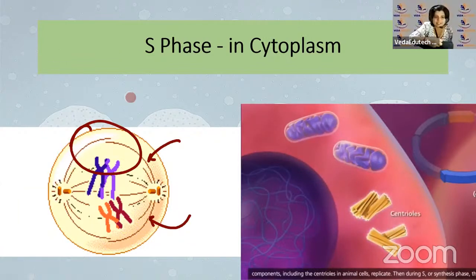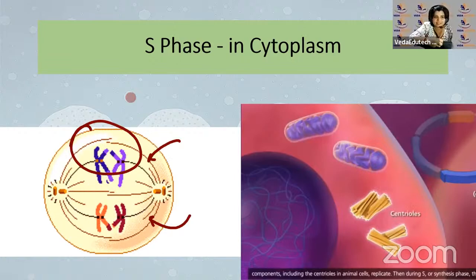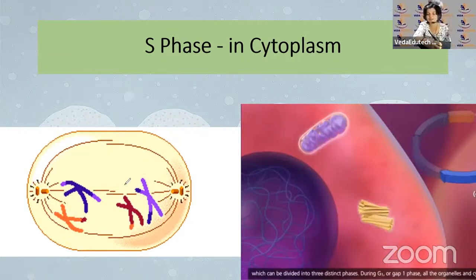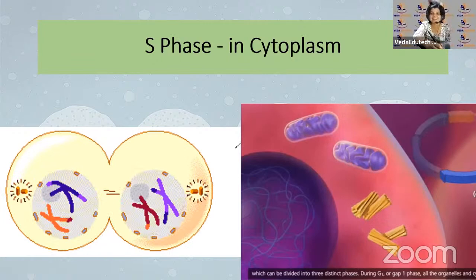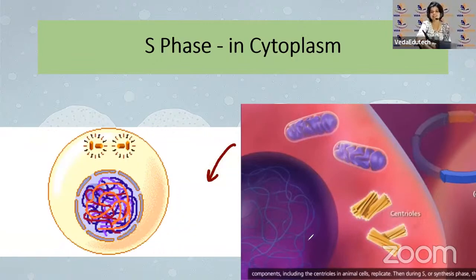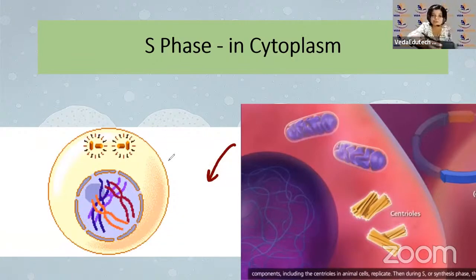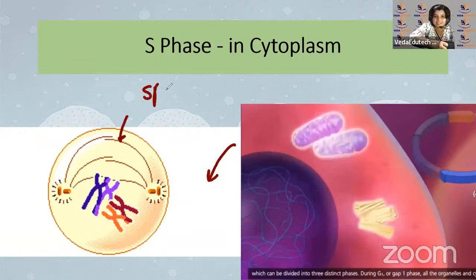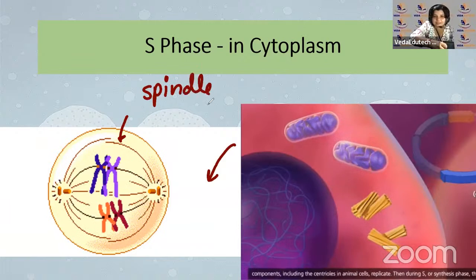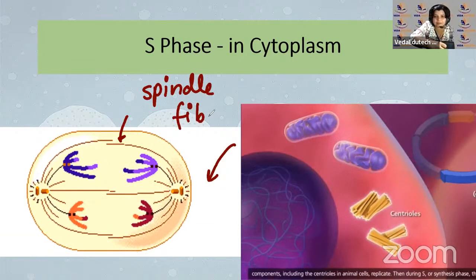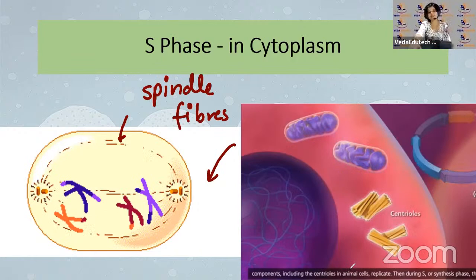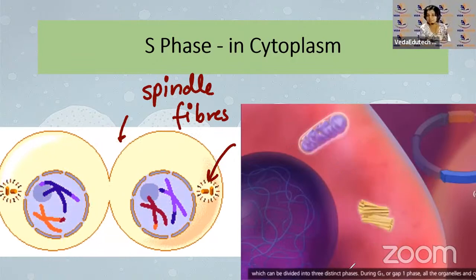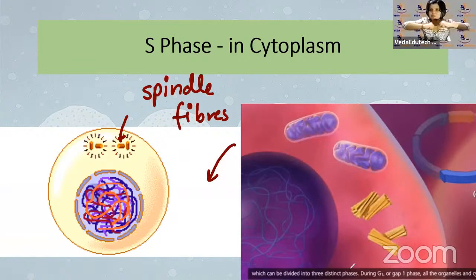But the important thing is that centrosomes occur only in animal cells. In animal cells, the centrosome has a very important role when it comes to forming these lines. What are these lines? These are called spindle fibers. What do spindle fibers do? Spindle fibers are going to pull away.